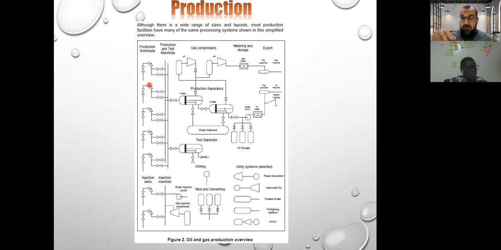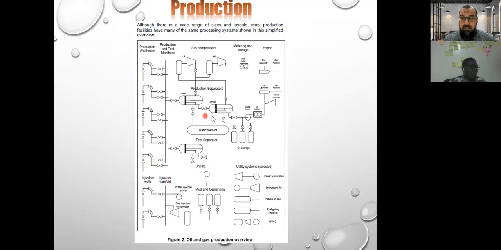Like the same valve in your house, in your kitchen, or in your bathroom, or toilet. When you open it, the water will flow. If you close it, the water will stop. This is the same methodology. This is the symbol of the valve. So in the production area, at the first wellhead, there is a group of valves. They call it a manifold. Why manifold? Because there are groups of valves. They call it a manifold for testing and production.